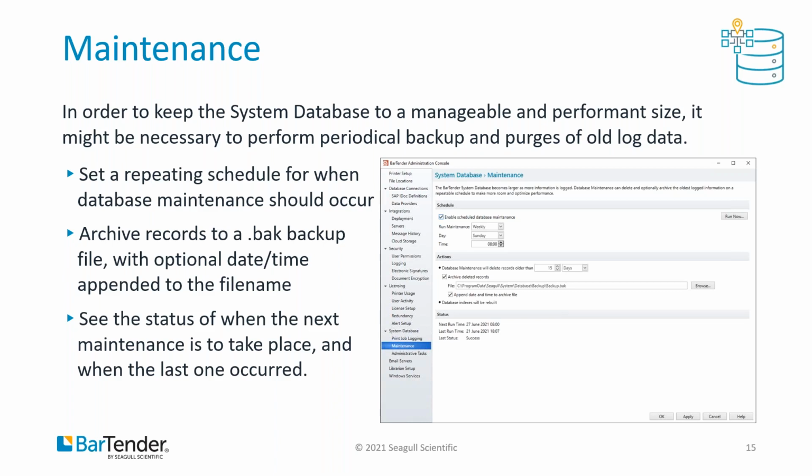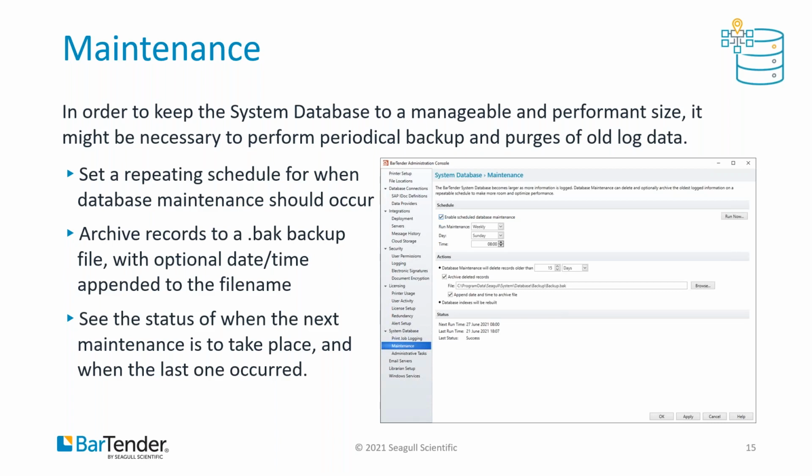And where do you archive them to in terms of a .bak file? And should it be the case that there'll be a separate .bak file for each maintenance that takes place? We do this by adding a date and time to the name of the archive, or perhaps you would prefer it to be appended to one giant archive file. That, of course, is down to the customer to decide.